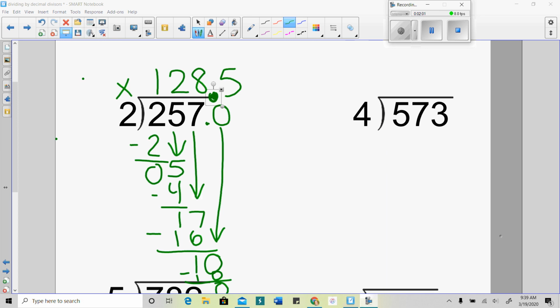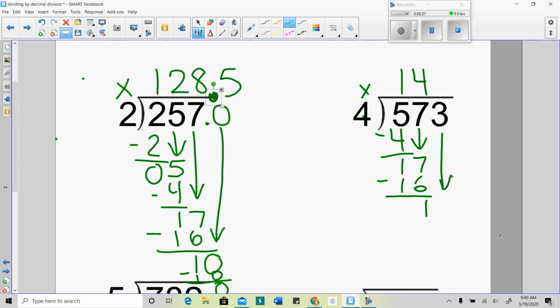Okay, so moving on to our next problem here. 4 will go into 5 one time. 1 times 4 is 4. Leaving me with 1. Drop the 7. 4 will go into 17 4 times. 4 times 4 is 16. Subtract, leaving me with 1. Drop the 3. 4 will go into 13 3 times, and 3 times 4 is 12. Trying to write smaller this time, and I get 1.